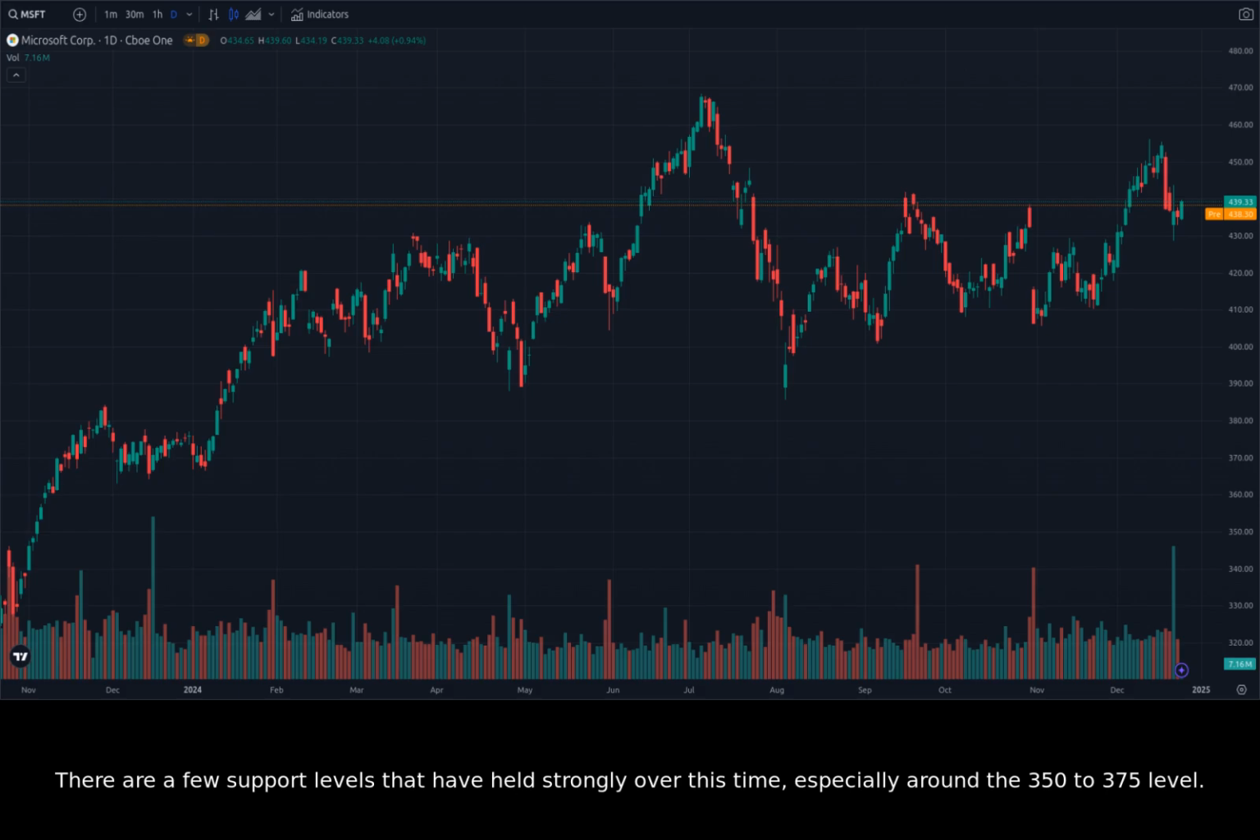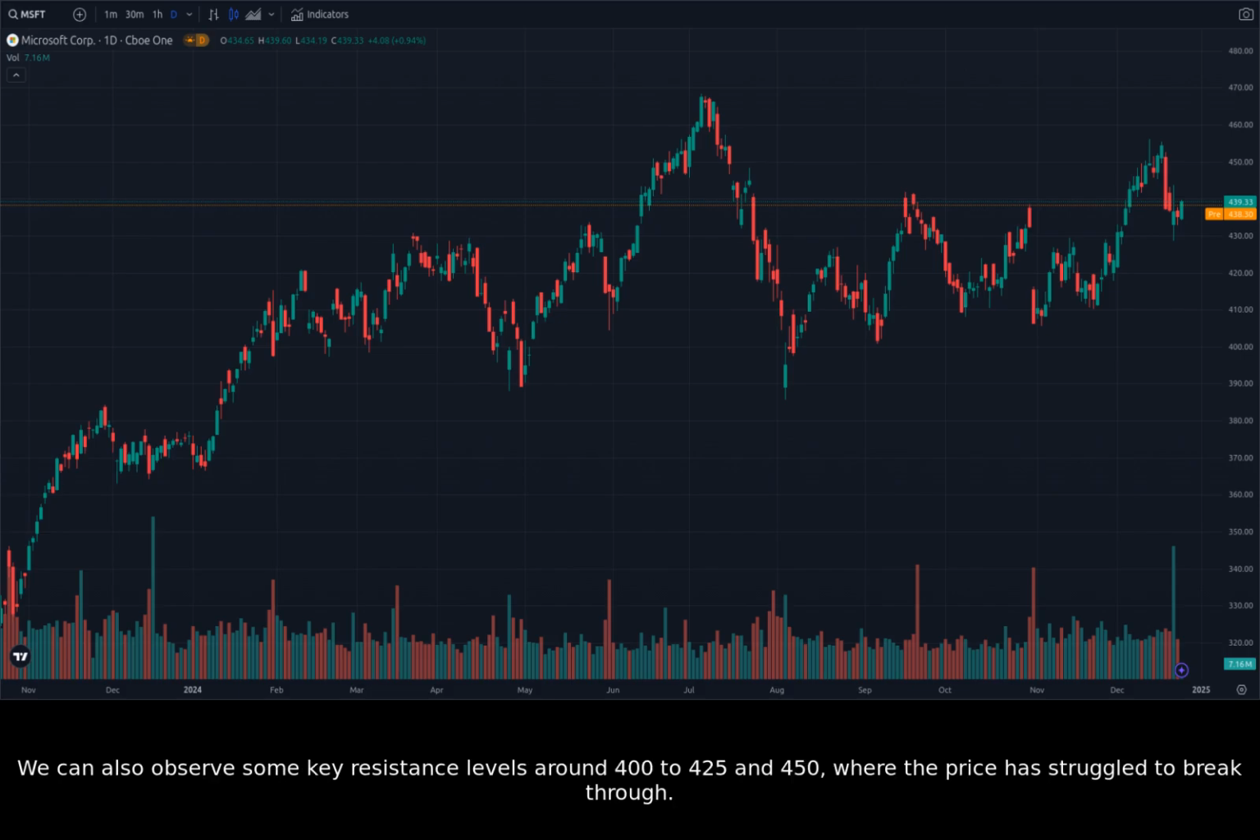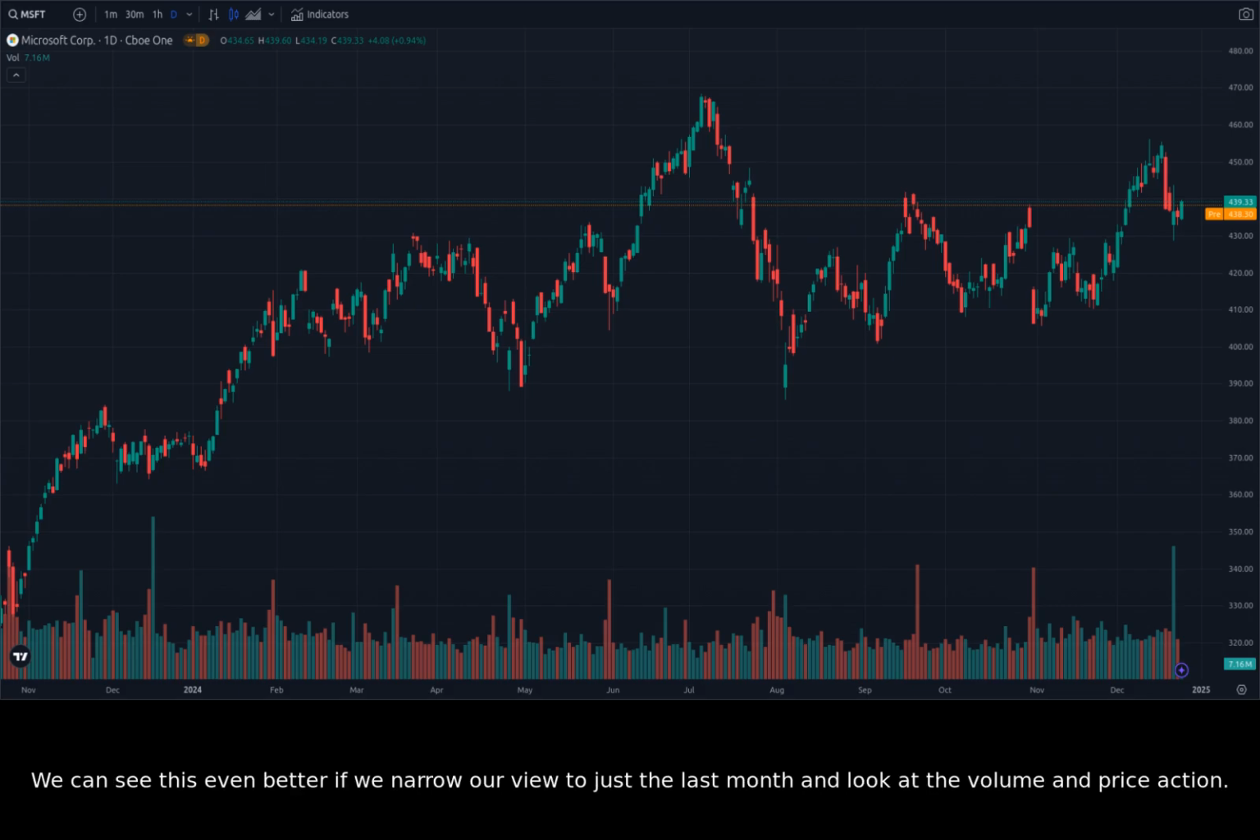There are a few support levels that have held strongly over this time, especially around the 350 to 375 level. We can also observe some key resistance levels around 400 to 425 and 450, where the price has struggled to break through. We can see this even better if we narrow our view to just the last month and look at the volume and price action.